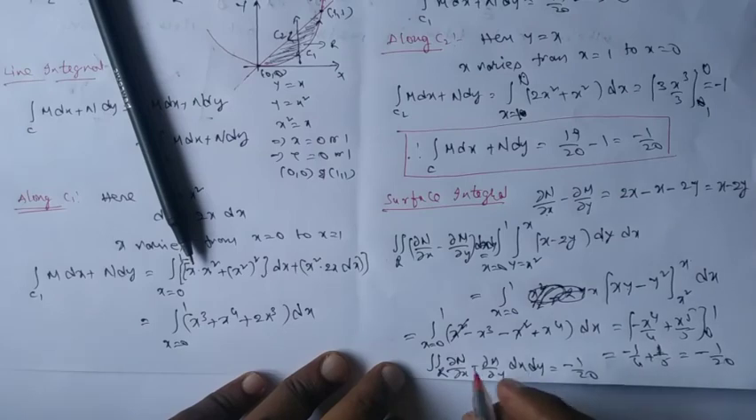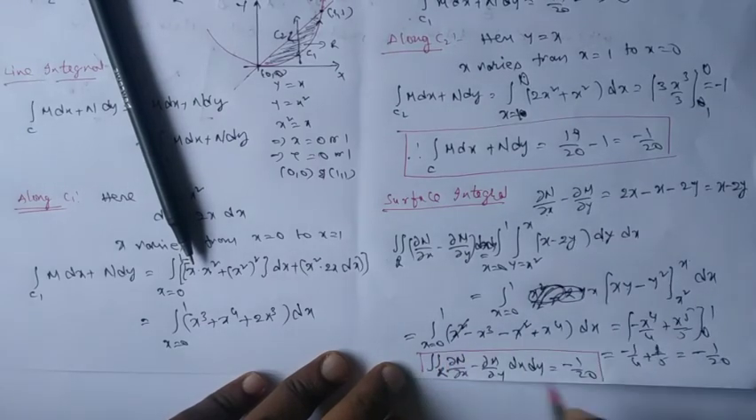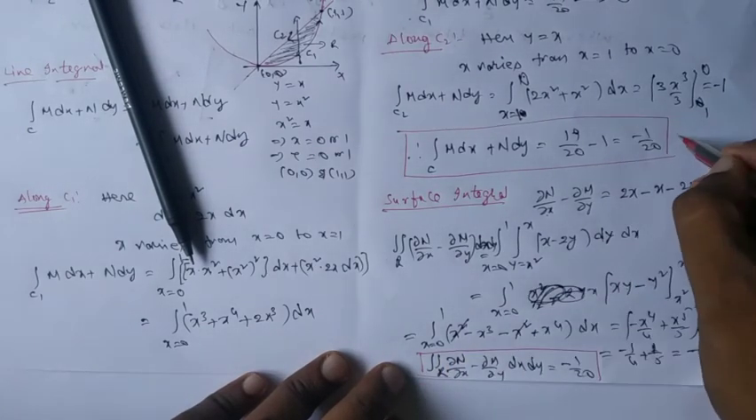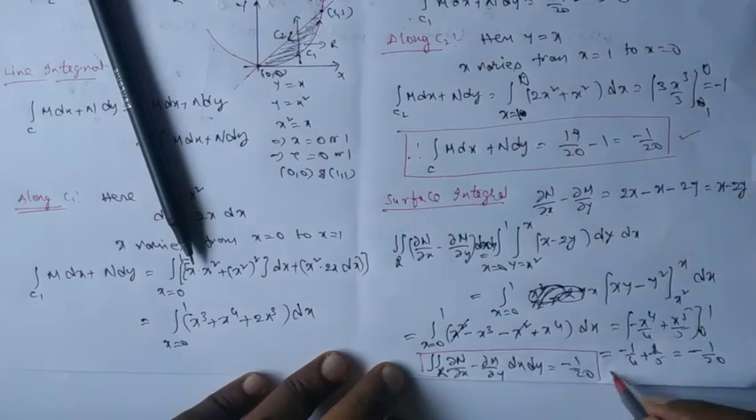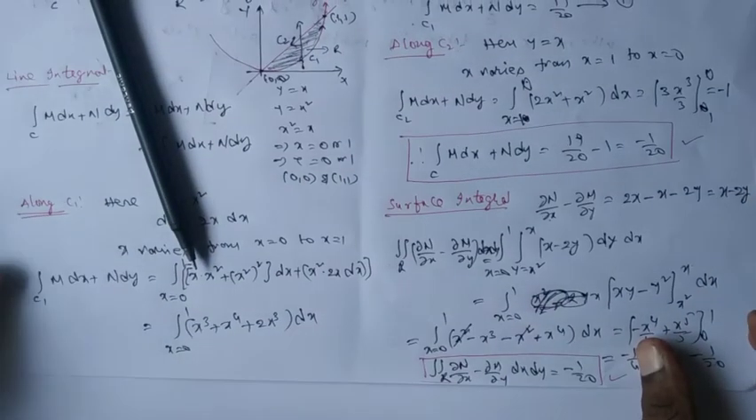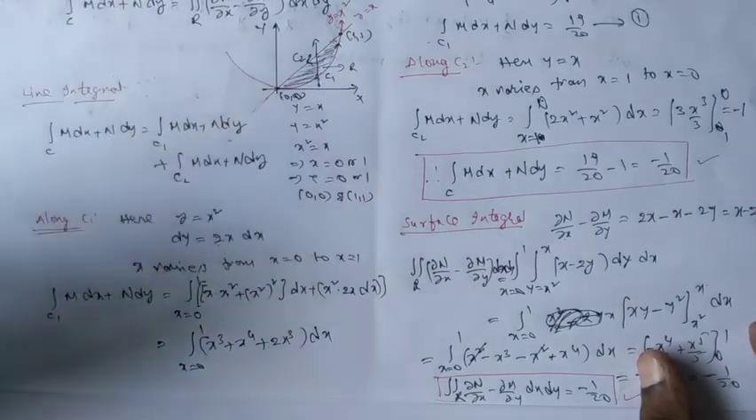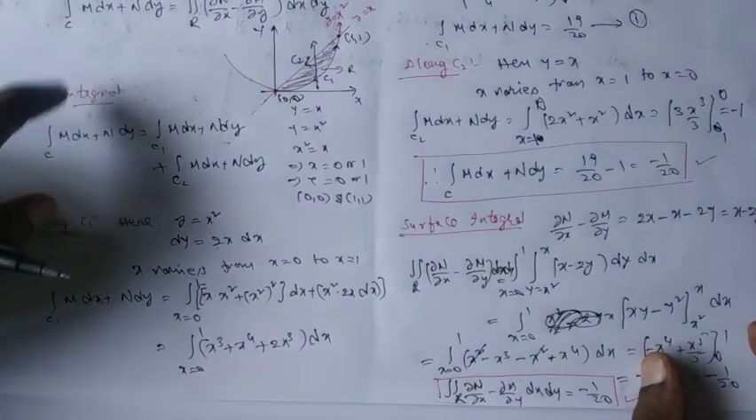This value is also like this one. So once we observe that this integral value is minus 1 by 20 and this integral value is 1 by 20, hence we can say the theorem is verified, since we need to show this one only. Okay.